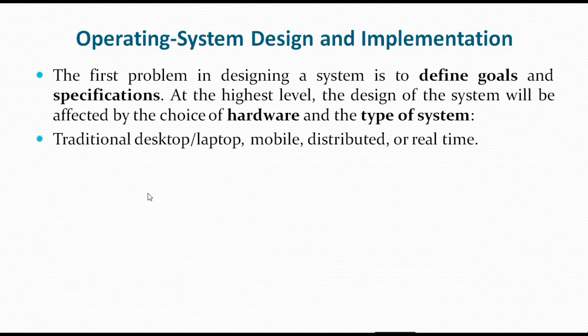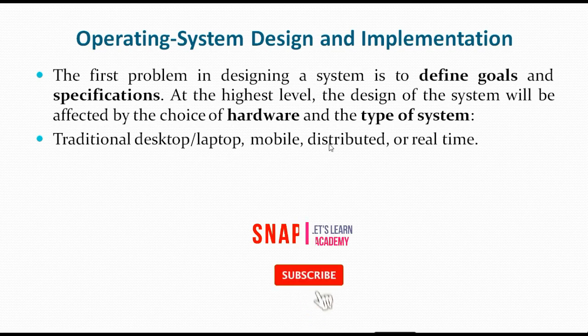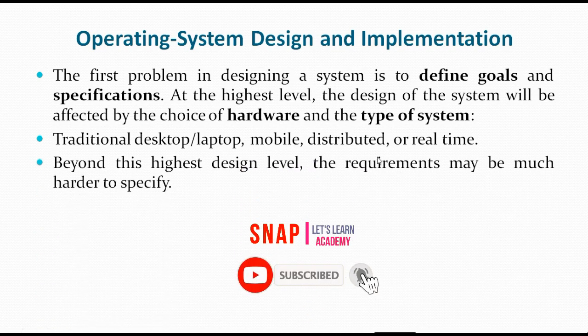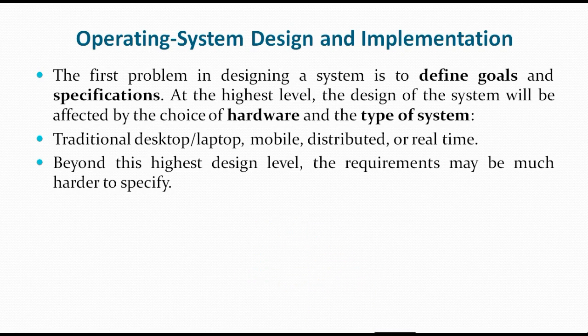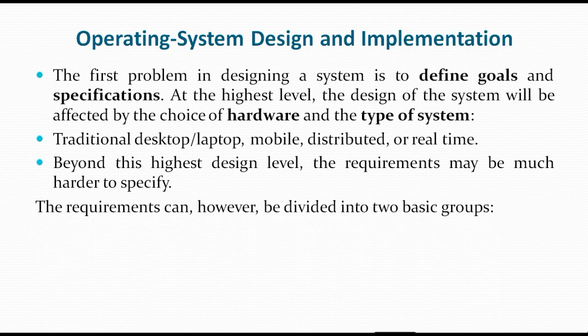Traditionally, we develop operating systems for desktops and laptops, so the hardware is like mobile, laptop, desktop. The types of system are single user, multi-user, multitasking, and real-time operating system. So what kind of system we are implementing shows the complexity of implementing the different disciplines in the design and implementation of an operating system.